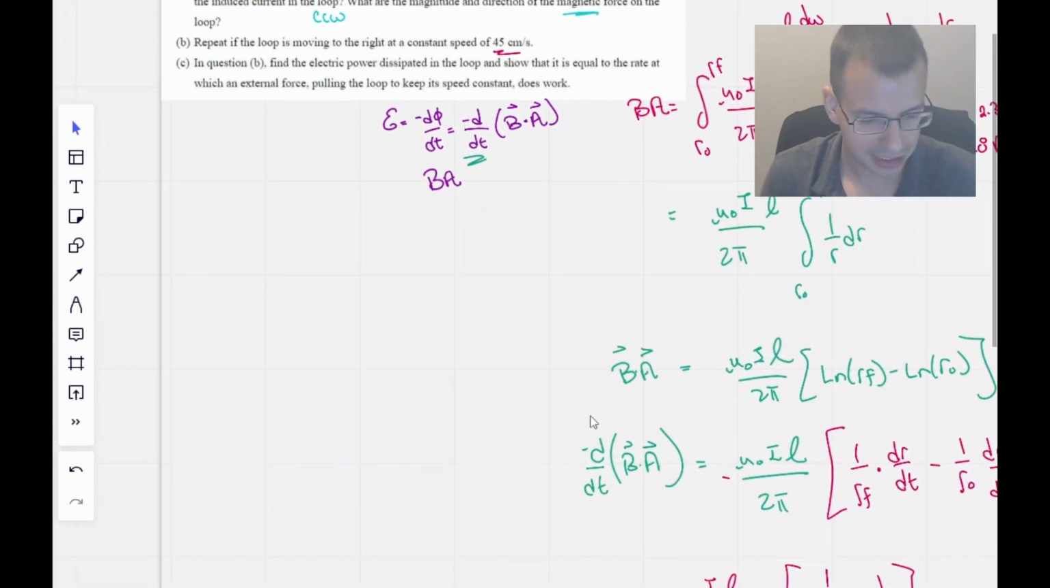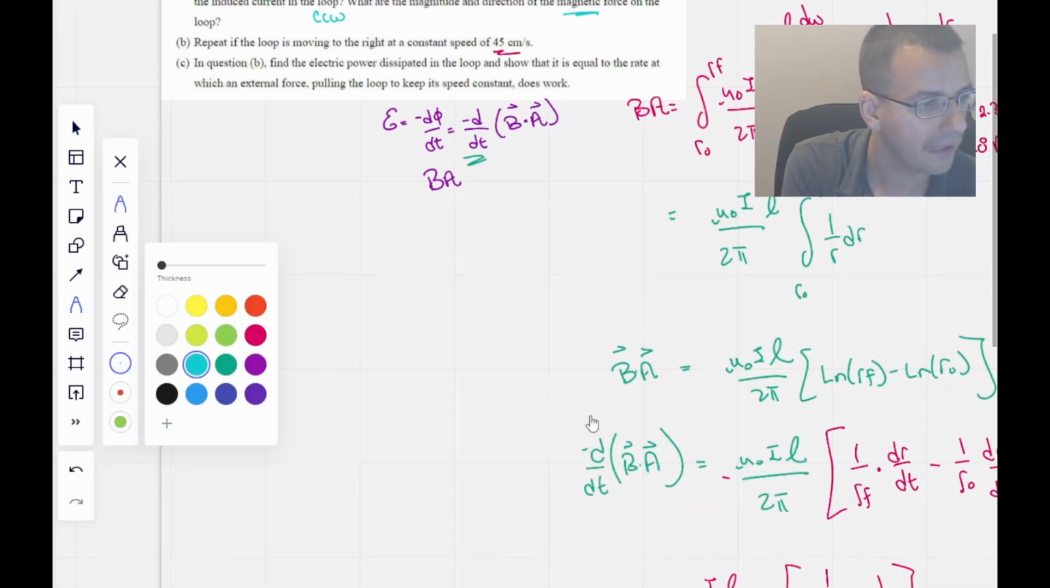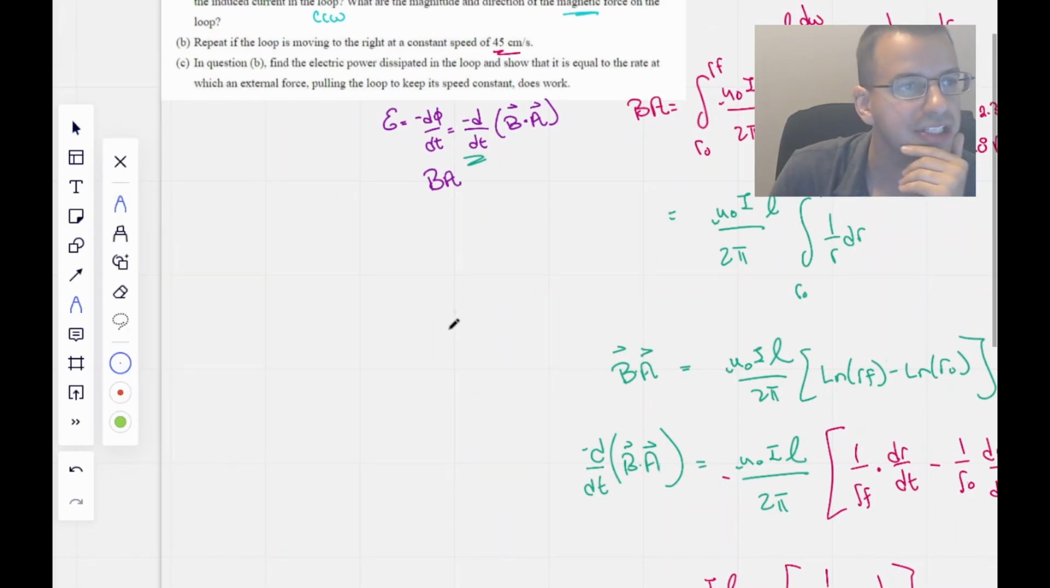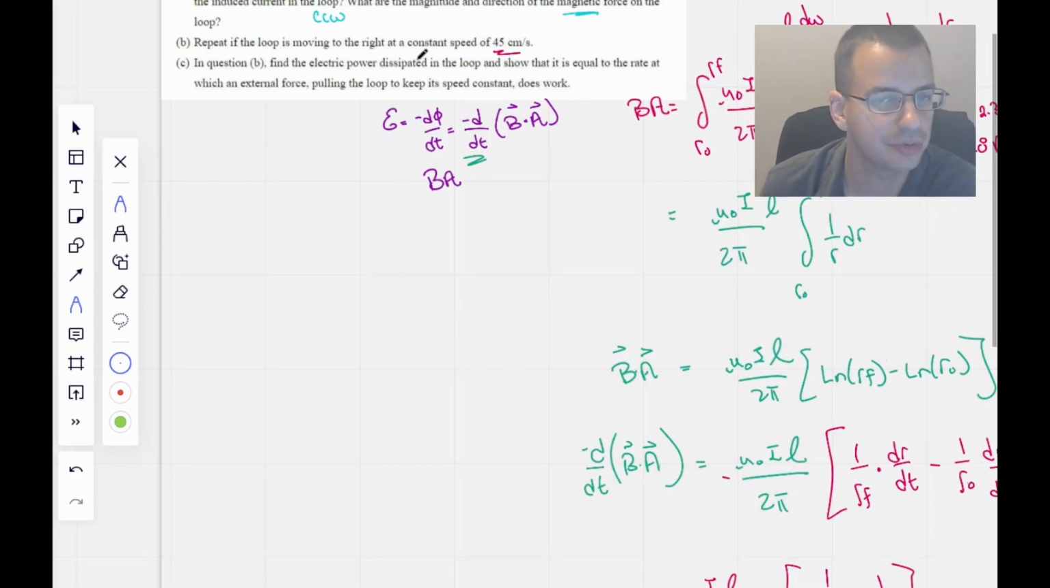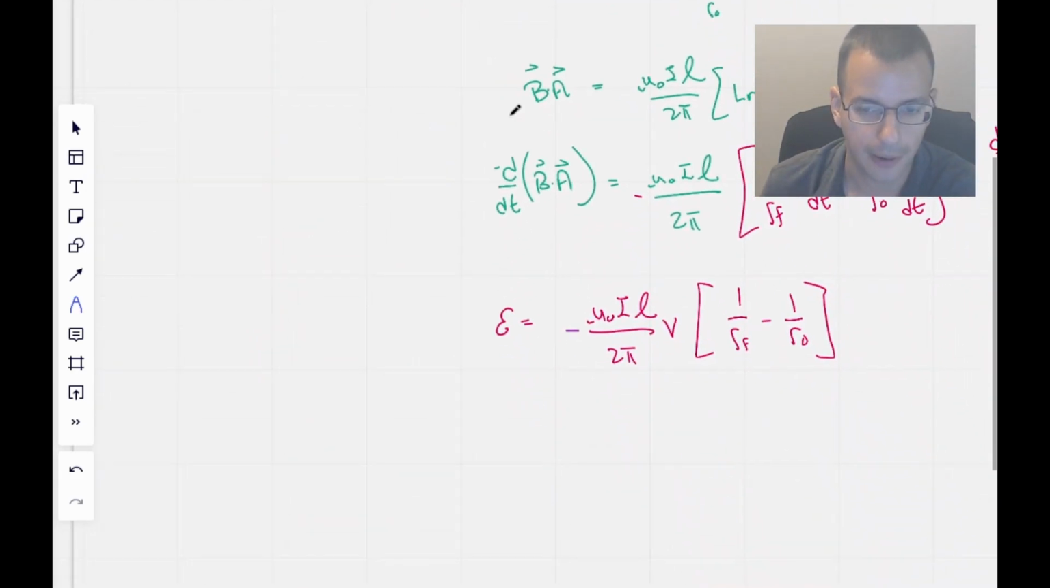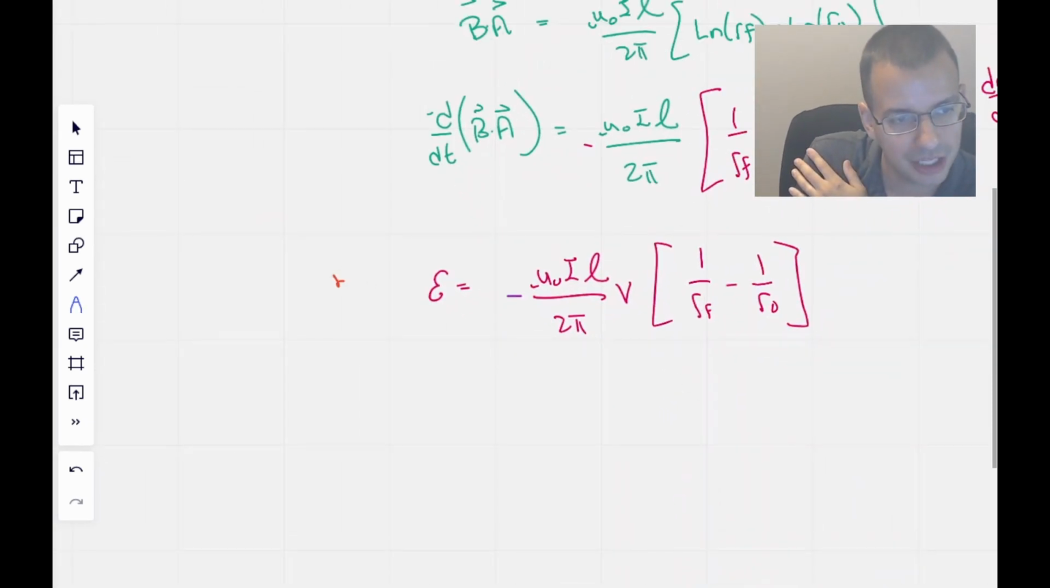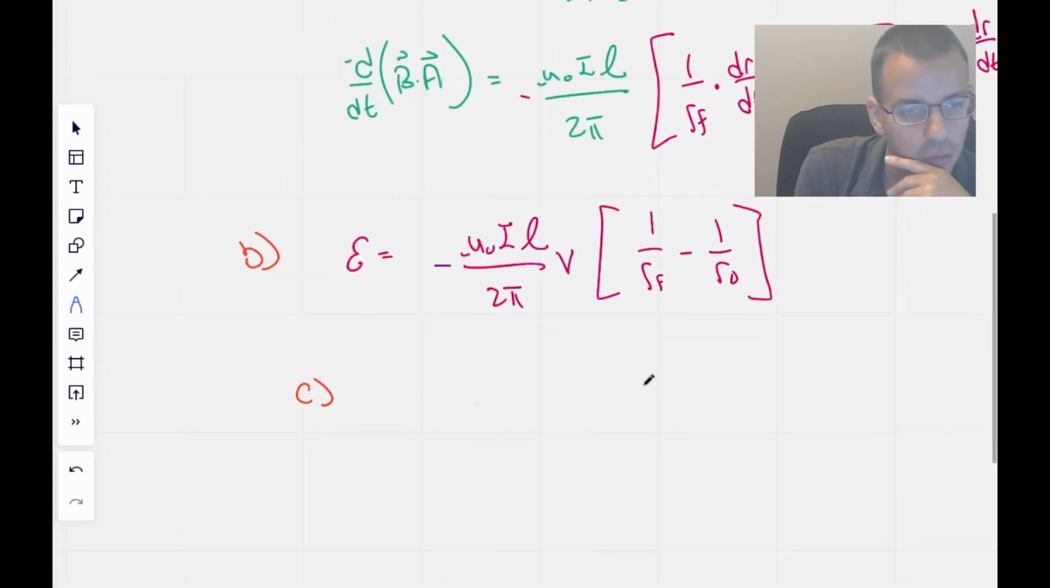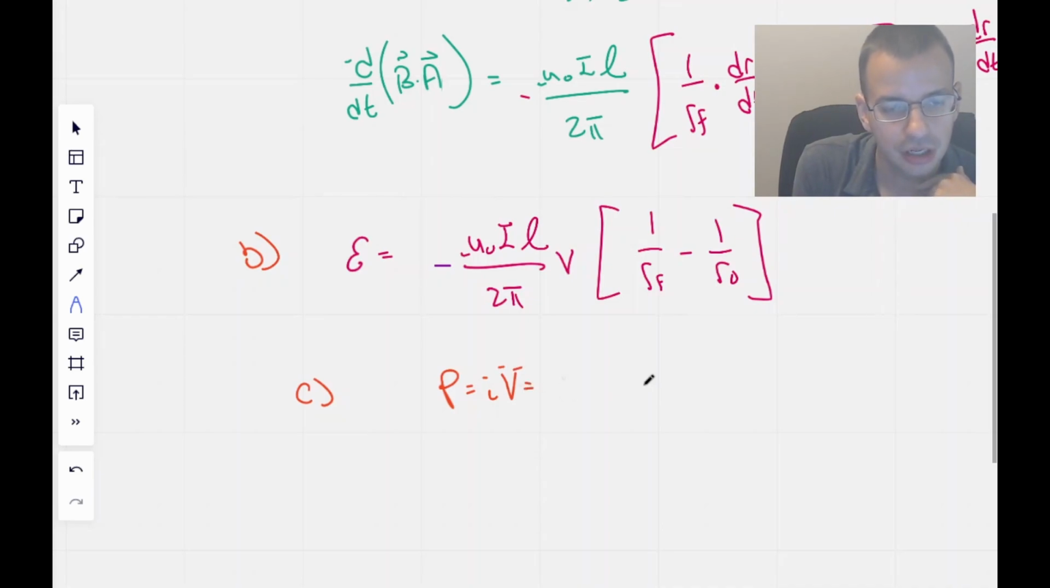So now for part C, in question B, to find the electric power dissipated in the loop and show that it is equal to the rate at which the external force pulling the loop at constant speed does work. Okay, so we have the answer to part B. For part C, we want to find power. So to do that, power is current times voltage, which is the same as I squared R, which is the same as voltage squared over R. Ohm's law.